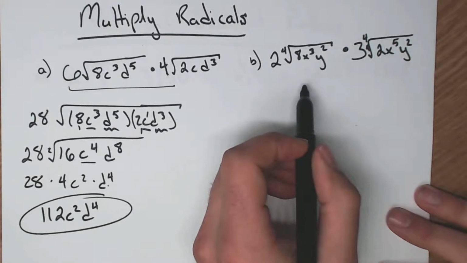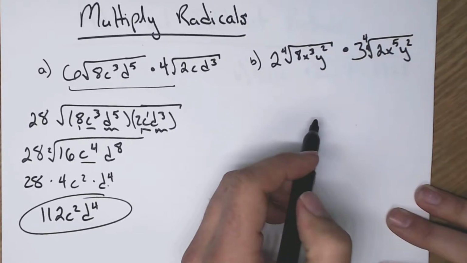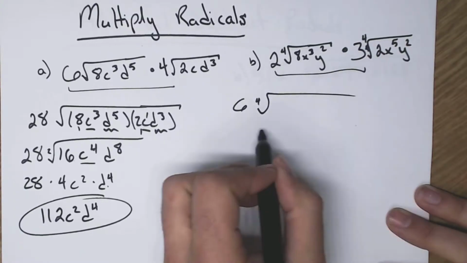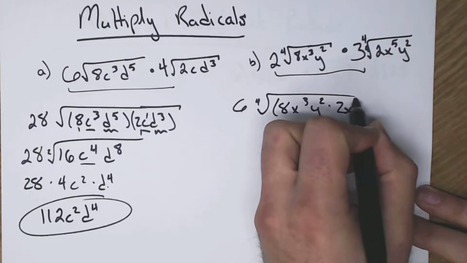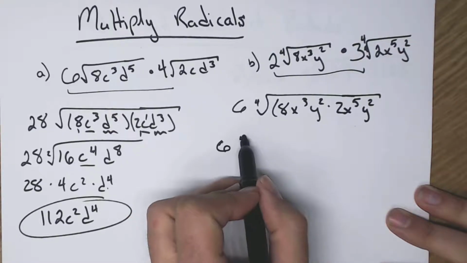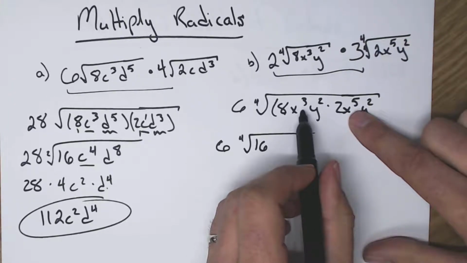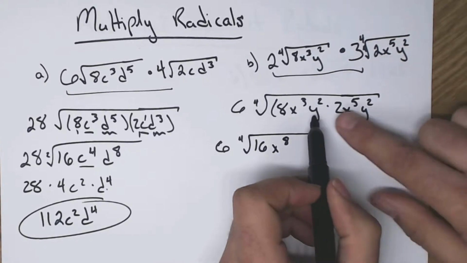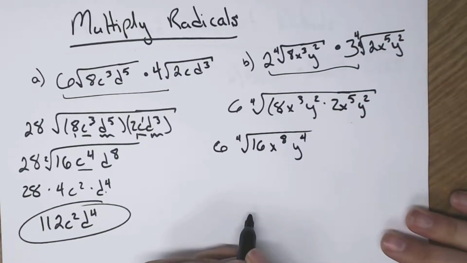Next one over here. Again, we still have the same kind of root. They're both 4th roots, so I'm able to multiply them. Multiply their outsides first, 6. Then I'm going to put everything underneath them together. The 8 times 2, well, that's 16 again. X to the 3rd times x to the 5th. I add those exponents because they're the same base, and I have x to the 8th. Y squared times y squared, that is y to the 4th.